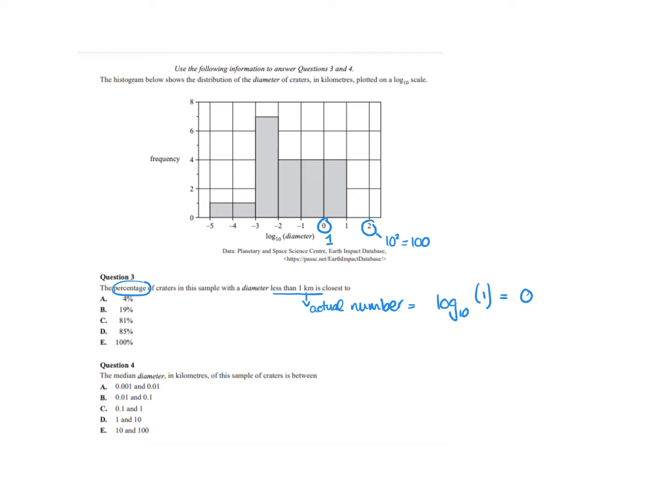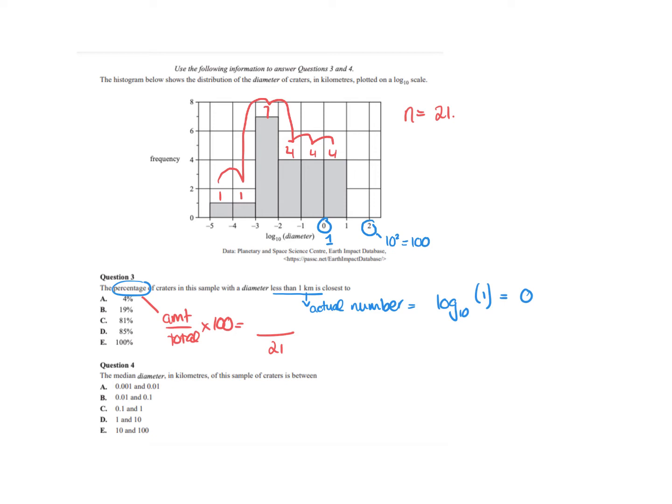So we want to know what percentage is less. Now remember, percentage is the amount over the total times 100. We have not been given how many there are in total, so we're going to have to add them up. So we've got 1, 1, 7, 4, 4, 4. If we add all those up, we get the total to be 21. So we now know it's out of 21.